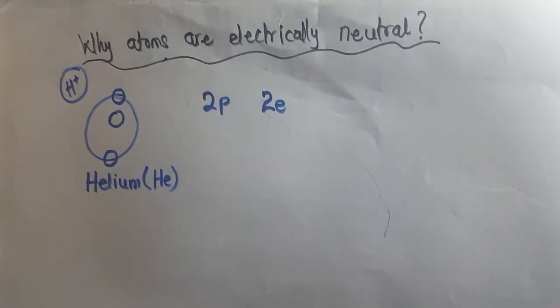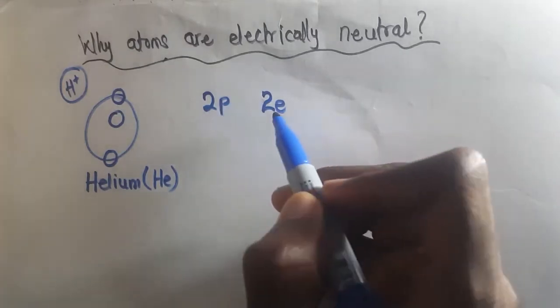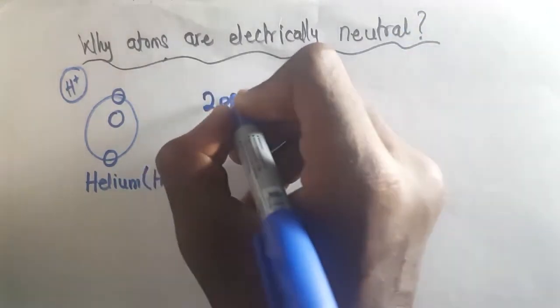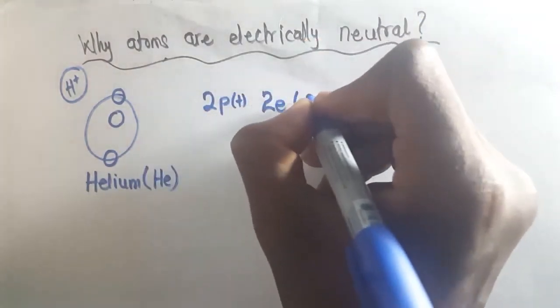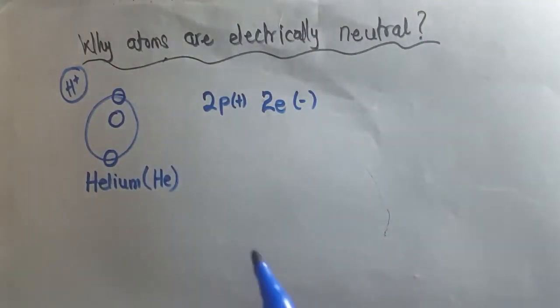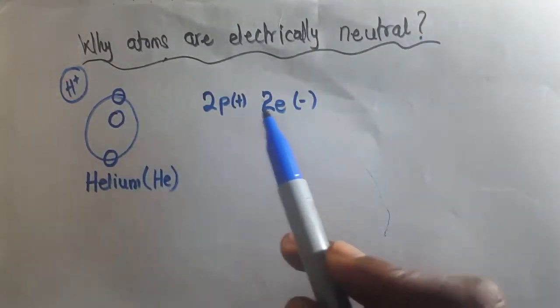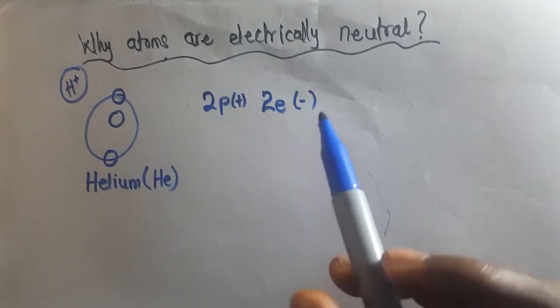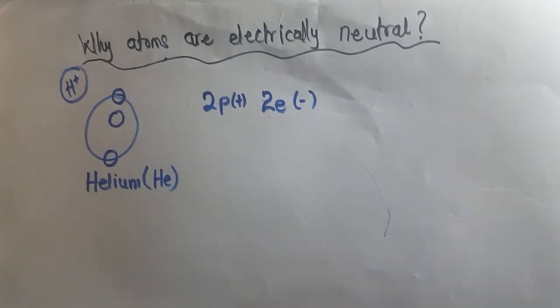The reason is because, I said it has 2 protons, 2 electrons. We know protons are positively charged, electrons are negatively charged. So since you have 2 positive charges and 2 negative charges, they are going to cancel out. So that's why helium over here is neutrally charged, or has no charge. It's neutral.